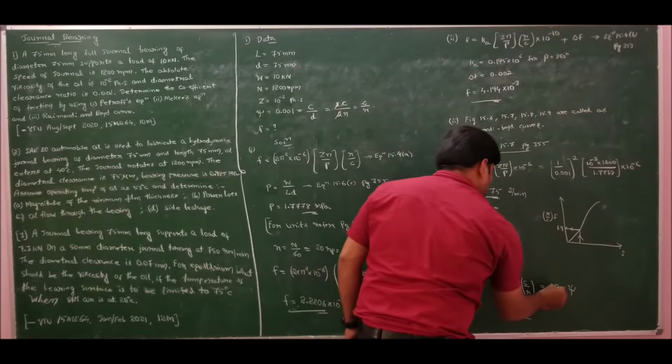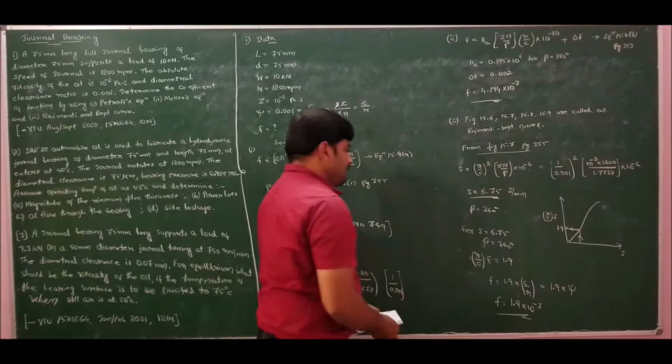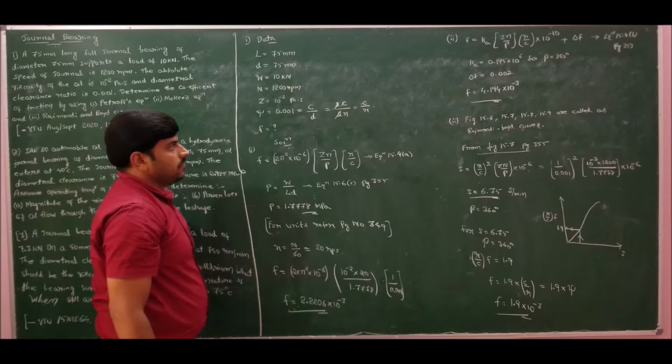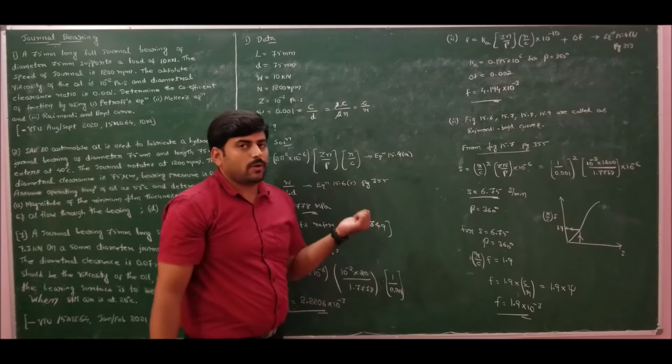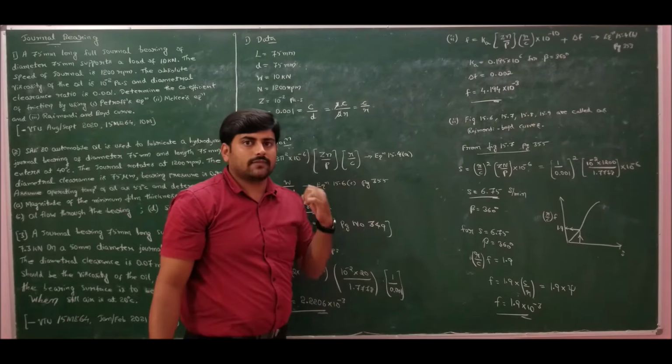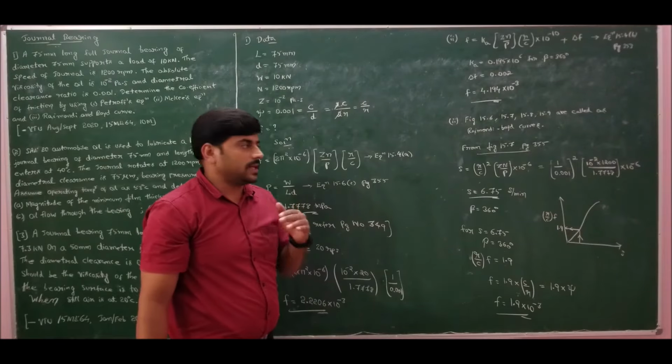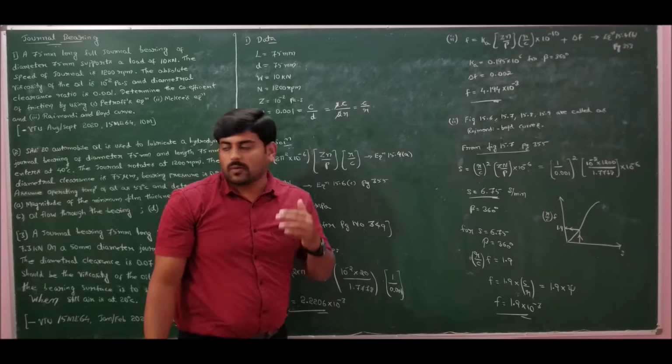So this is the complete solution for problem number 1. This is how you should solve whenever it is asked to solve using the Raimondi-Boyd curve. Raimondi-Boyd curve is nothing but solve using graphs. That's it. Let me pause this video for a while so that you can copy it down. Later we'll solve problem number 2.